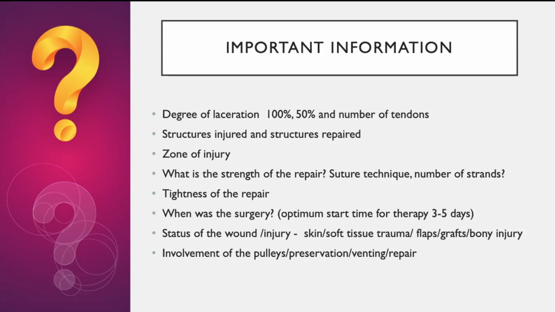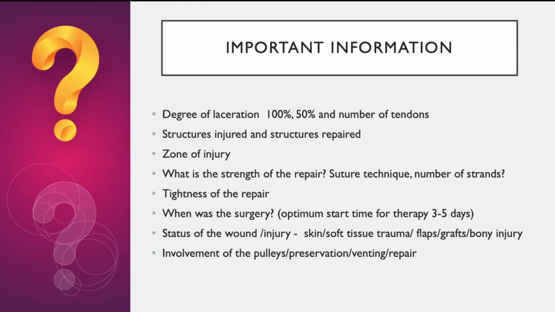So things like the degree of laceration is very important for us to understand. Is it 100%, 50%? What's the quality of the tendons? And was it an end-to-end repair, and how is that going to impact on our rehab and wound healing process? The structures that are injured or repaired is important, as it will influence adhesions or the need to protect other repairs, possibly nerve or artery repairs that were also done.